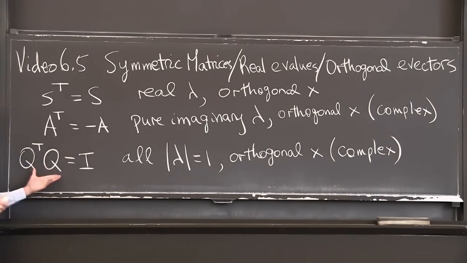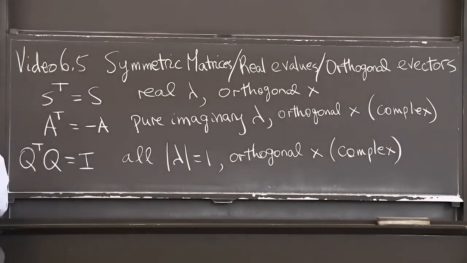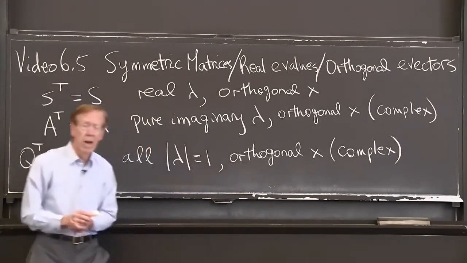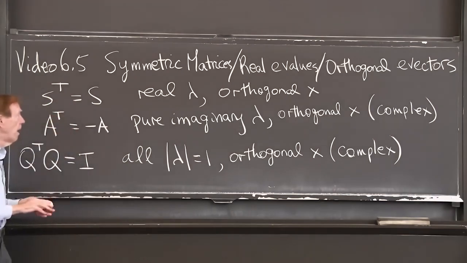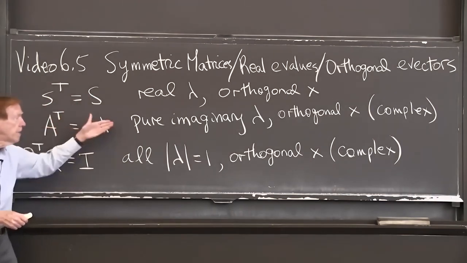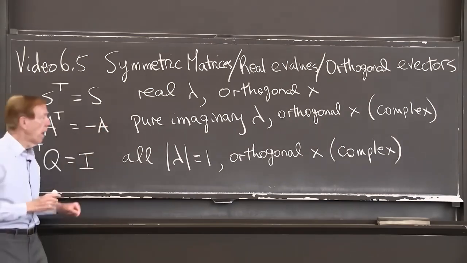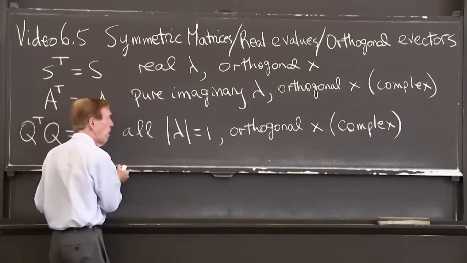And then finally is the family of orthogonal matrices. And those matrices have eigenvalues of size 1, possibly complex, but the magnitude of the number is 1, and again, the eigenvectors are orthogonal. This is the great family of real, imaginary, and unit circle for the eigenvalues. Okay, I want to do examples. So I'll just have an example of every one.